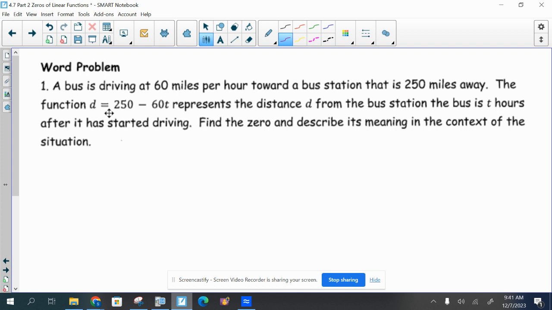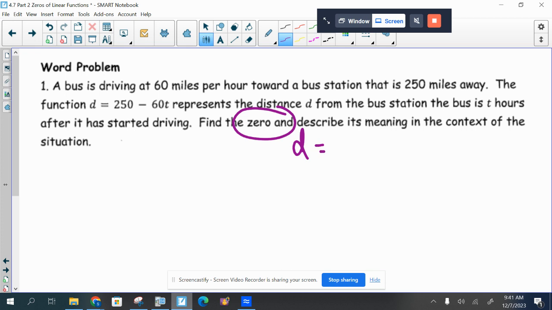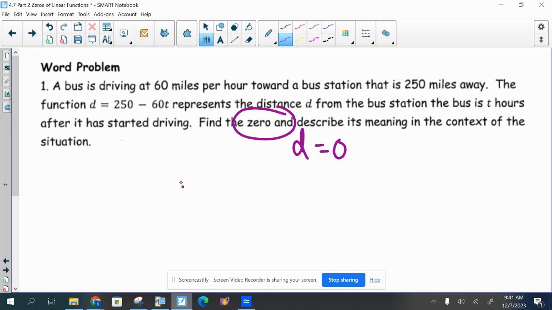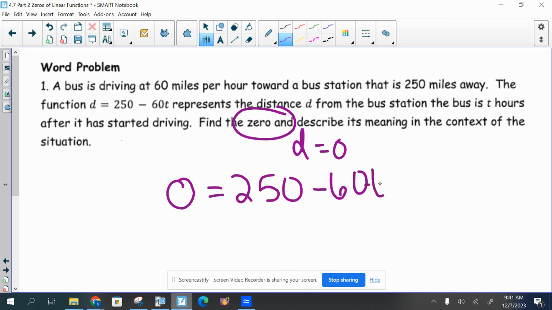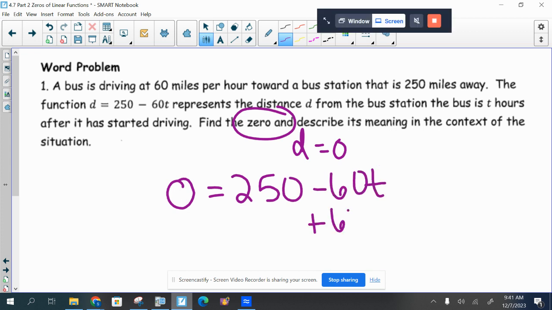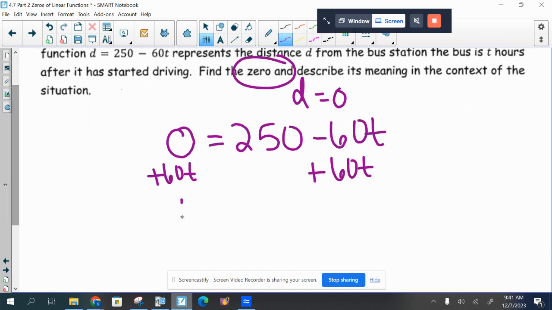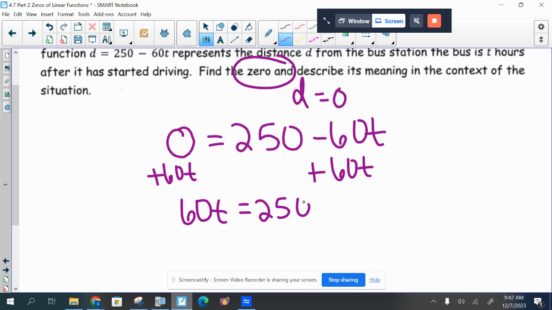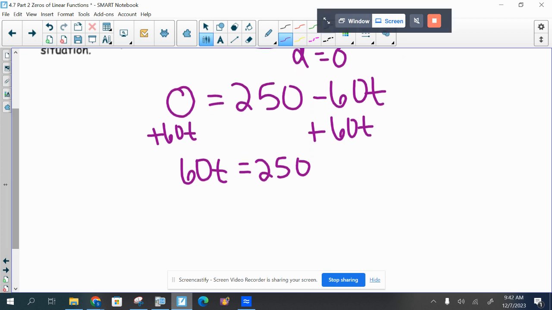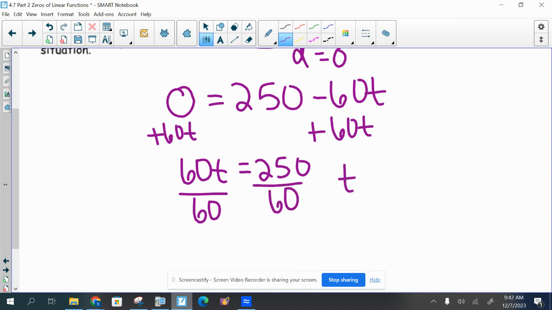By finding the 0, that means we set y equal to 0. In this case, it's d. So set your equation equal to 0 and solve. You would add 60t over. If you move the 250 over, you would have to subtract it because it's positive. And then divide by 60. So what's 250 divided by 60?